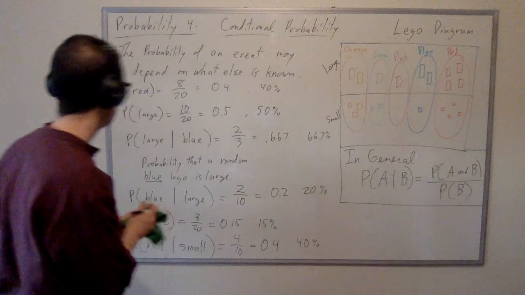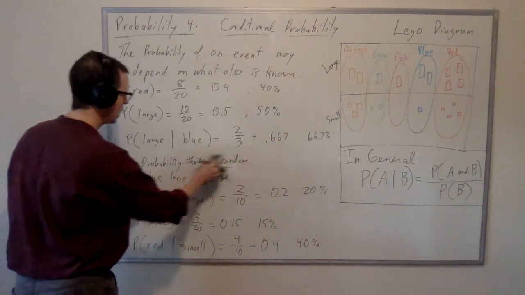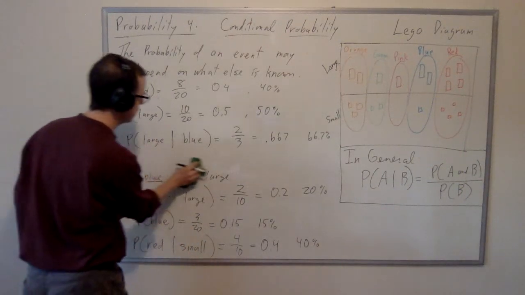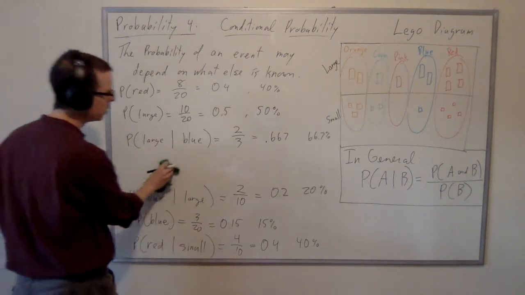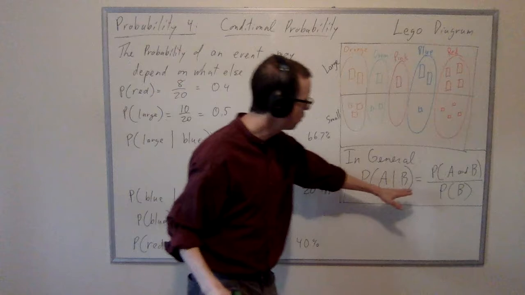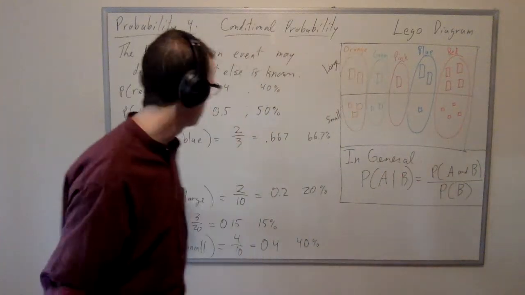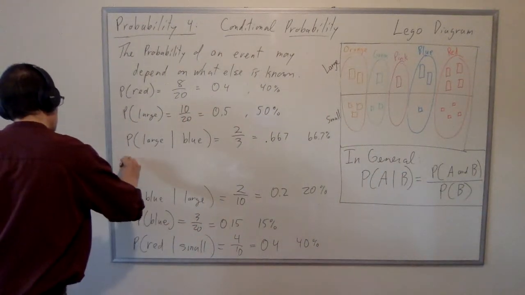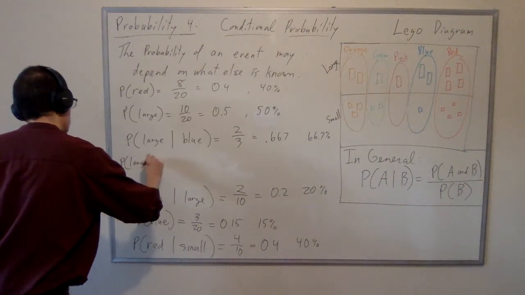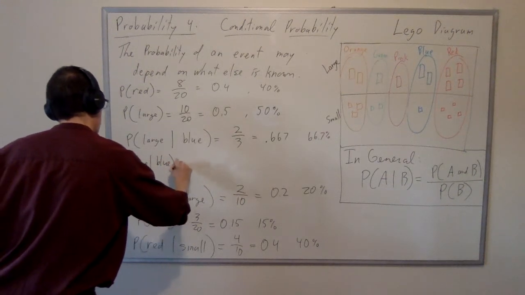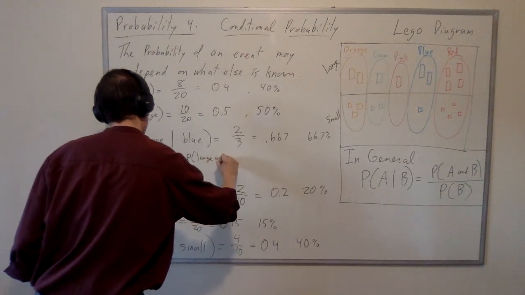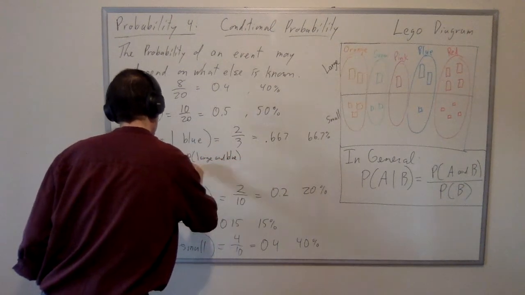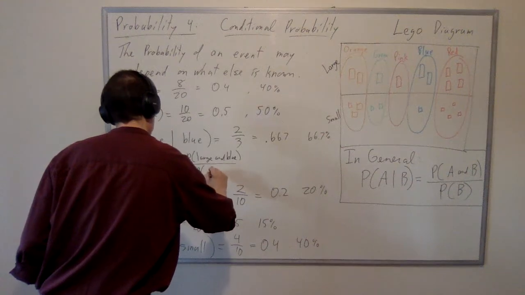So in order to do that, let's squeeze it in here. We're going to take this first example, the probability that the Lego is large, given that it is blue, and we're going to recalculate it using this formula. So the probability of large given blue is the probability of large and blue divided by the probability that it is blue.